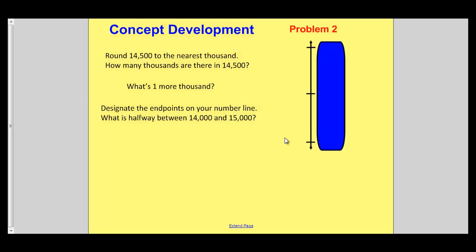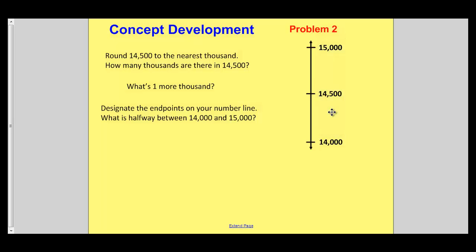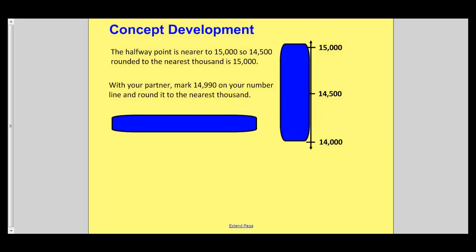And what would one more thousand be? 15,000. Then I have to decide what's halfway between 14,000 and 15,000. 14,500. So that's how I label my number line. If I'm rounding to the nearest thousand, this is going to be how many thousands there are in the number, and this is going to be 1,000 more, and this is the halfway point.